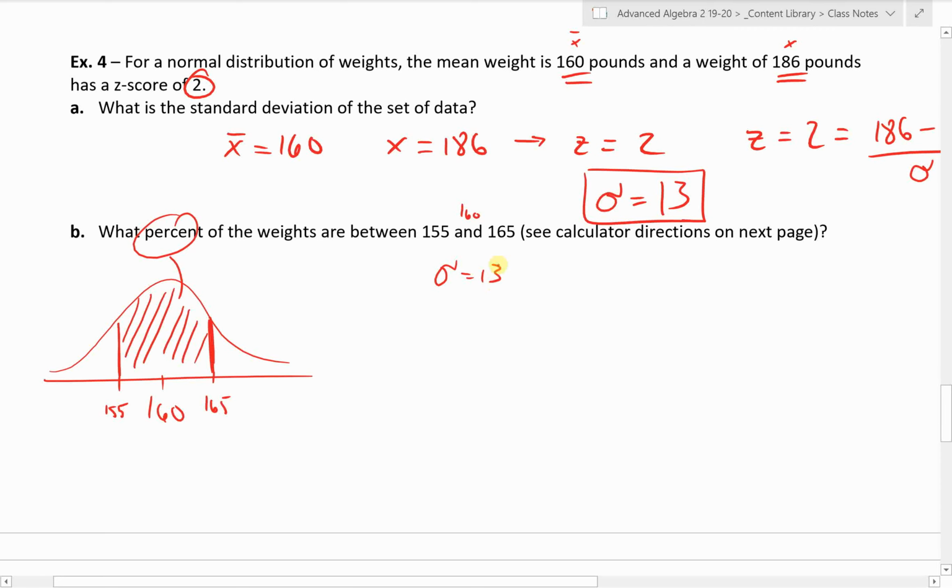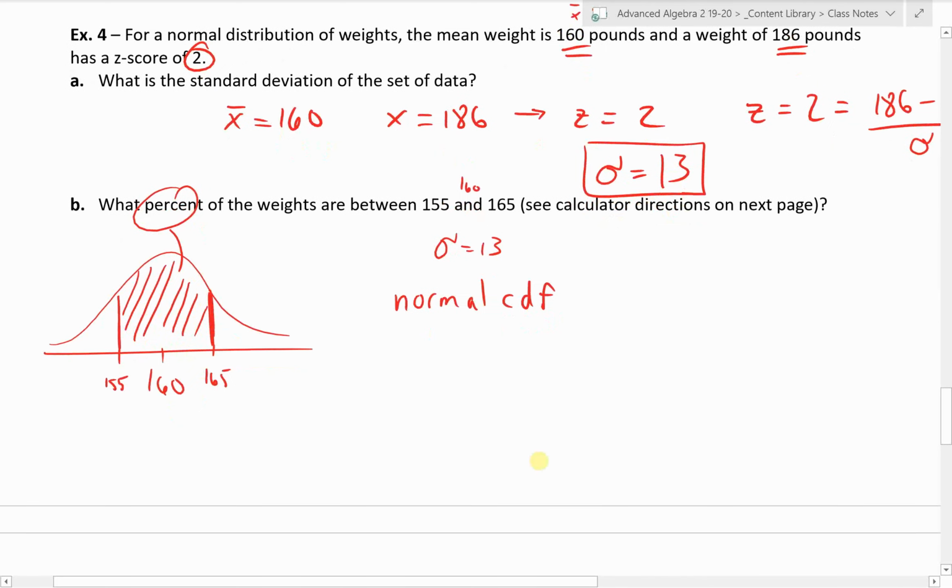Again, it's not equal to a specific number of standard deviations away, so we're going to use our calculator, and we're going to use what's called the normal CDF function. The idea of the normal CDF function is it tells you specifically the percentage of scores that fall between two particular values for any normal distribution. CDF stands for cumulative distribution function. It's the accumulated amount of data that falls within two particular endpoints.